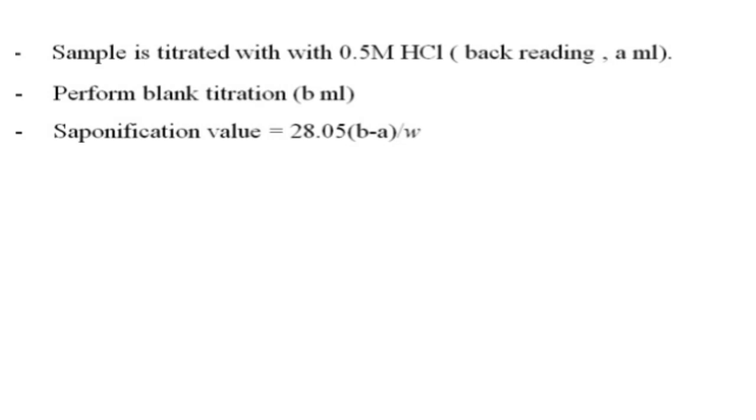The sample is titrated with 0.5 molar hydrochloric acid and the burette reading is taken, which will be denoted by A in ml. Then perform a blank titration, which will be denoted by B in ml. Then calculate the saponification value by using the formula 28.05 (B minus A) upon W, where B is the reading obtained after the blank titration, meaning without taking the sample, and A is the reading obtained by the titration process in which we use the sample.